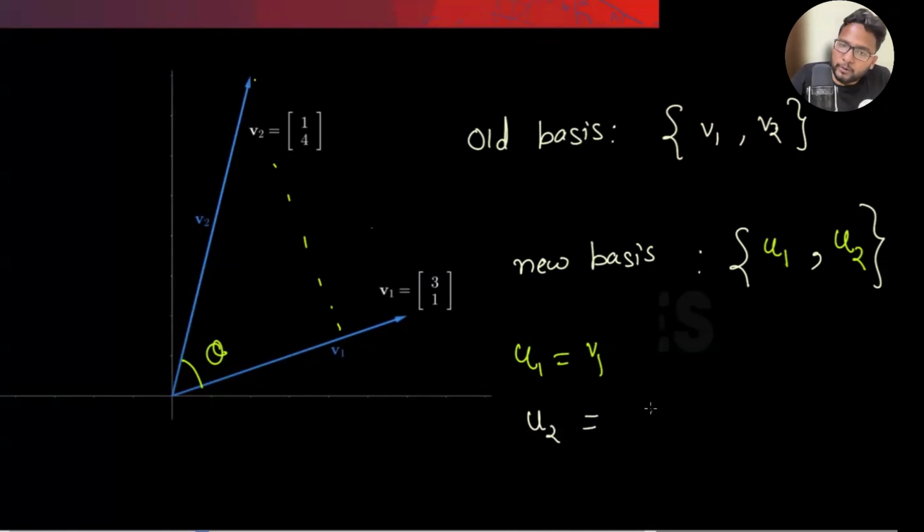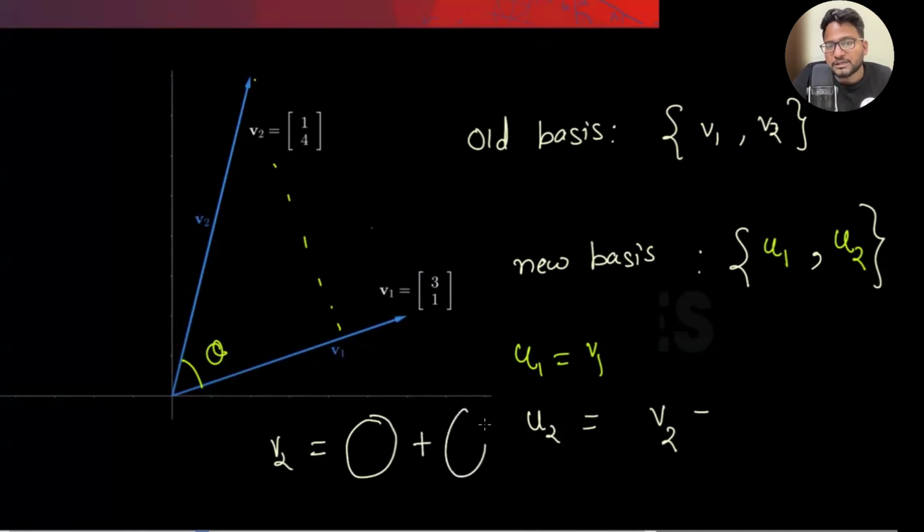To find u2, we will start with v2. Now v2 actually has two components: one that is aligning with v1, plus something that is perpendicular to v1. This is in the direction of v1. This is in the perpendicular direction of v1.